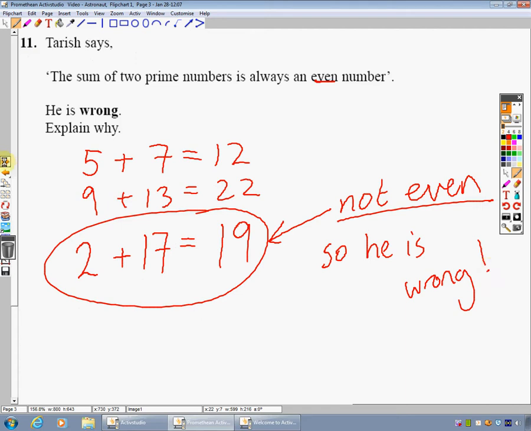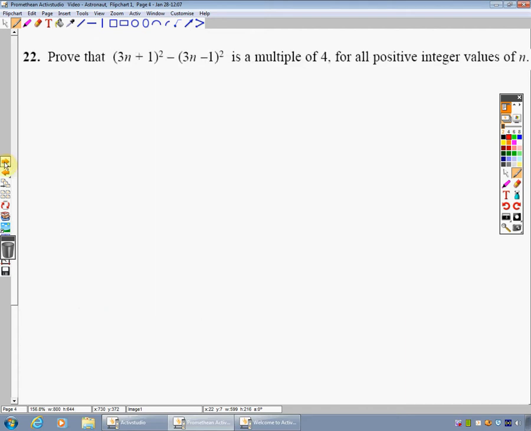Let's pop on here, prove that. Oh, and this is going to be a lot of algebra right now, okay? Prove that all of this stuff here is a multiple of 4 for all positive integer values of n. Great. Well, all I would say is if you get any sort of question where it gives you some algebra, just mess around and simplify that algebra as much as you can. We've got this expression, 3n plus 1 all squared. Well, let's multiply that all out. 3n plus 1 all squared. And the same here, 3n minus 1 all squared. So it times it by itself.